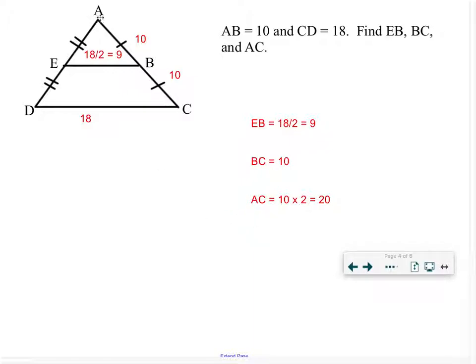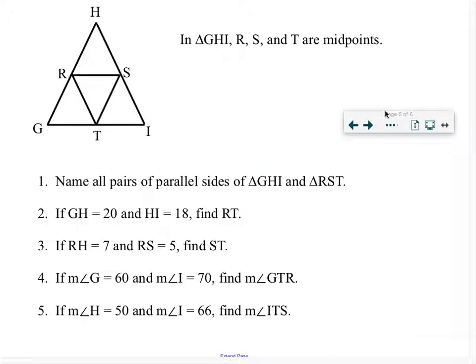And then to get AC, well, I can see from my diagram, it's just 10 plus 10, so AC is 20. All right, in the next one, please again notice what I'm giving you. I gave you a triangle and I told you R, S, and T are midpoints. So I would draw this diagram and mark that they're midpoints. Mark that down on your diagram so you can make that visual connection. So what I would like you to do is push pause and try all these problems yourself, and then you come back and check your answers. So please push pause now to attempt the problems.